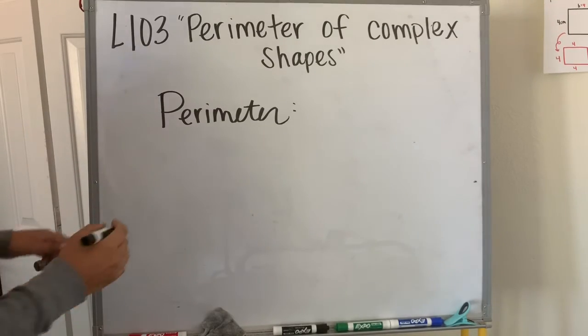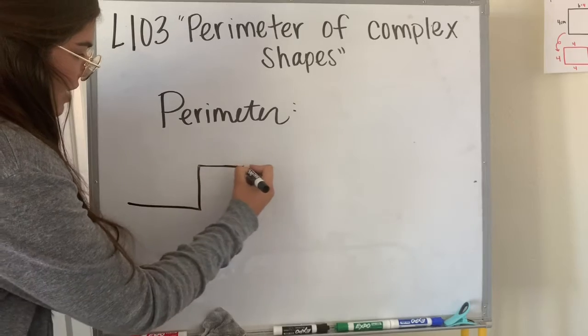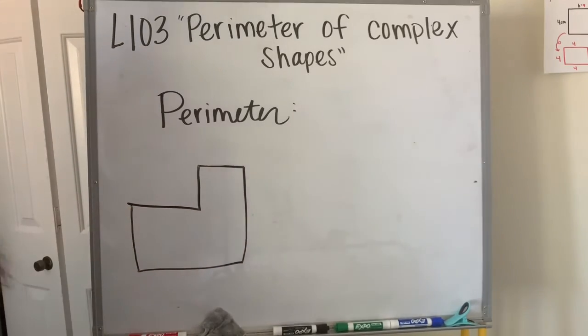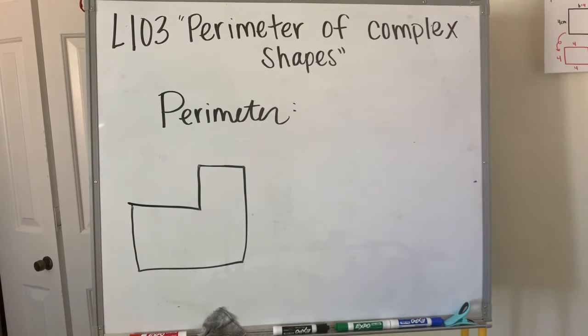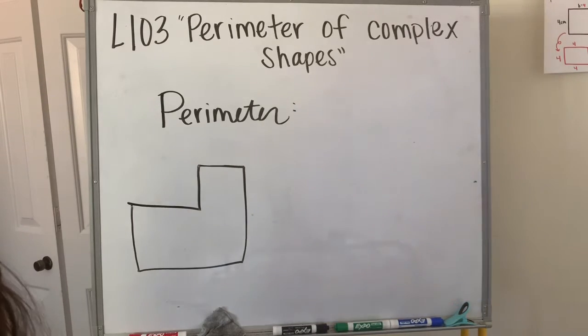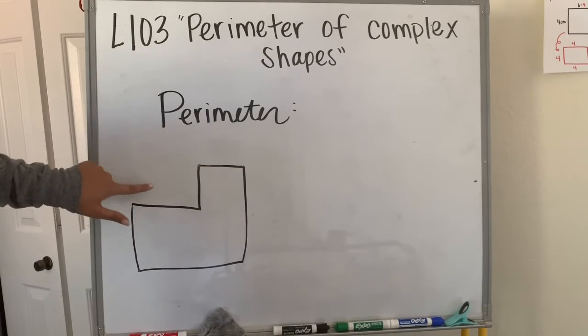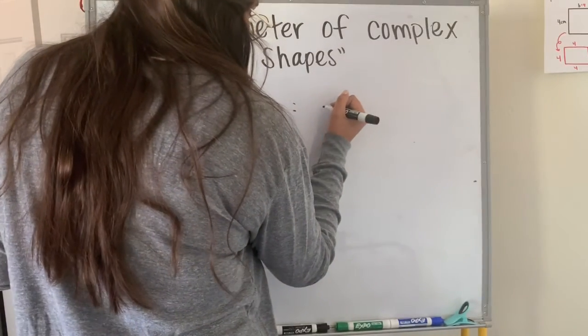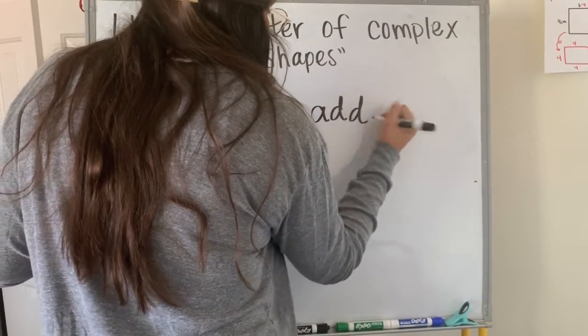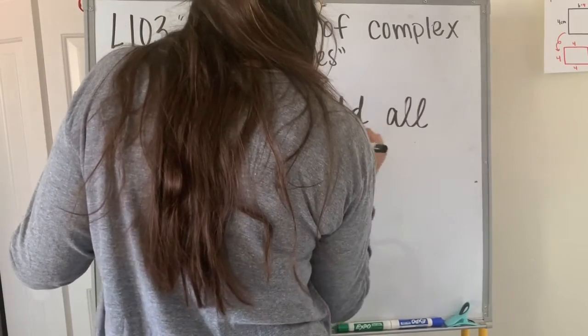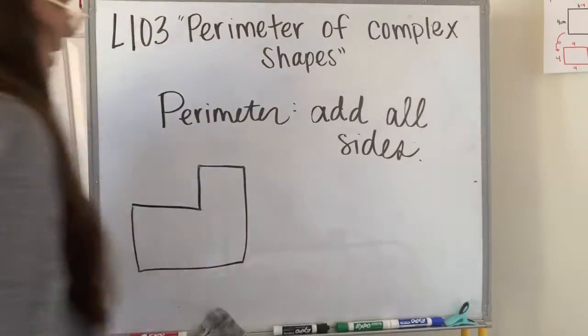So when we are finding the perimeter of a complex shape, that means it is not a shape that you normally see. Maybe it is a building. Maybe it is a bunch of books stacked on top of each other. Maybe it's the perimeter of a city or a park. It's not your standard shape. We're not going to multiply 5 times 6 times this side. No, we're going to have to add side plus side plus side plus side plus side. So to find the perimeter today, we're going to add all sides.